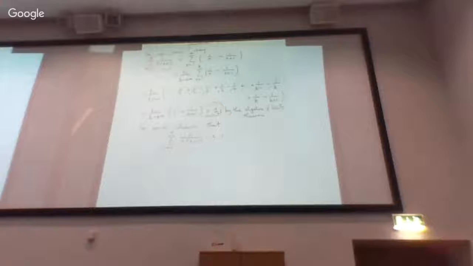Using this tool of a partial fraction expansion. If you're looking at an infinite series where the term is a rational function of the index variable, a polynomial in the index variable divided by another polynomial in the index variable, then using a partial fraction expansion of the rational function can allow you to draw conclusions about the sum of the infinite series.